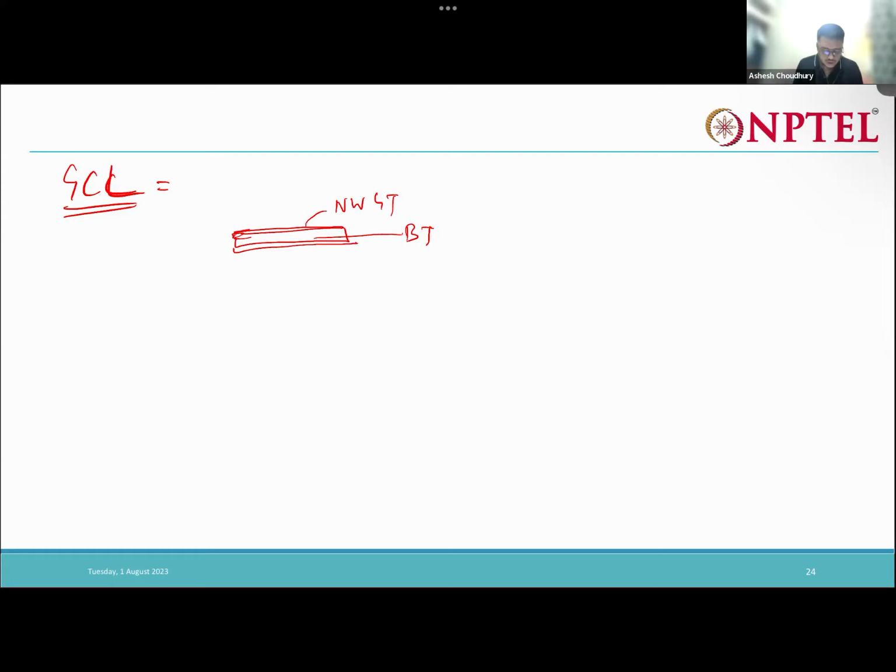The main purpose of this GCL, same as geomembrane, is that it also acts as a barrier. As this clay is highly impervious, it does not allow anything to pass through it.